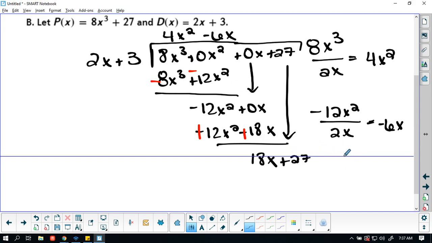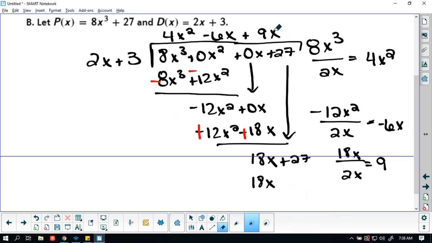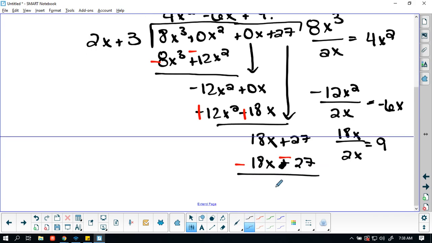And then again, repeat the process. 18x divided by 2x. And I do the process here on the side. So that's 9. Plus 9 here. 9 times 2x is going to be 18x. 9 times, oh, I like how I got the x there. It's not an x. The x's cancel out. This is what happens when you do some math so early in the morning. 9 times 3 is 27. Change your signs. And we get 0. We get no remainder.